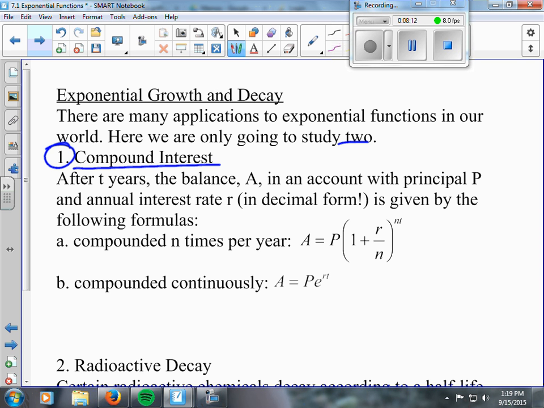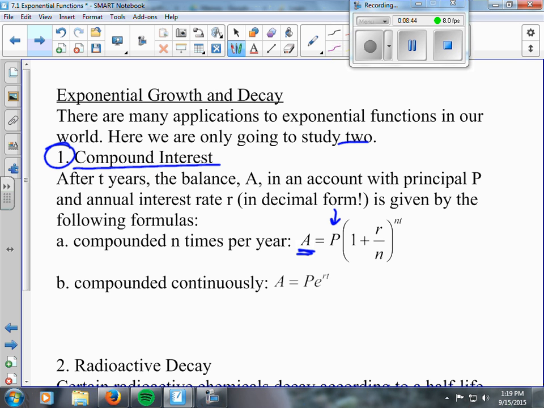So if you have an account somewhere in which you are either earning interest or maybe you have a debt and you're paying interest, then the balance is the amount that you either owe or have in the bank, and that's A. P is the principal. That would be the original loan amount, or the original investment amount. And then R is your interest rate.